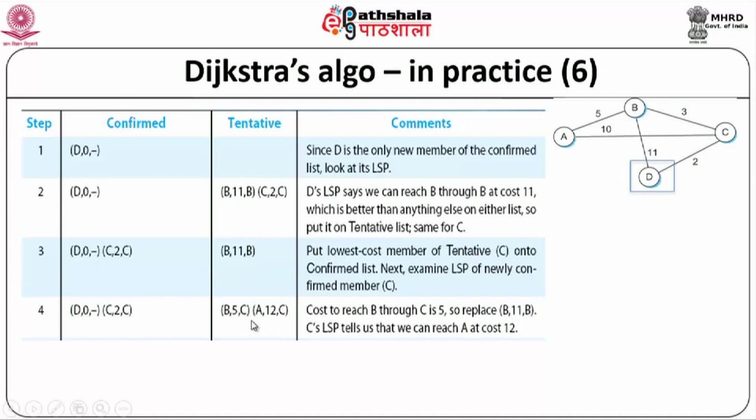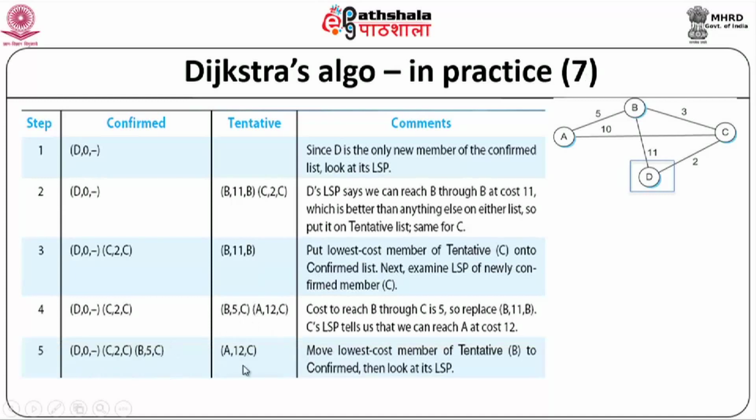Now again the next step will be to choose the one which is least cost out of this. So B5C is moved here. You have A12C which is sitting here, and now look at the LSP of this node, of node B, the one that we moved to the confirmed list. If you look at the LSP of B, it gives you a cost to A of 5, and of course the cost to C is already known, right. So this is what we have.